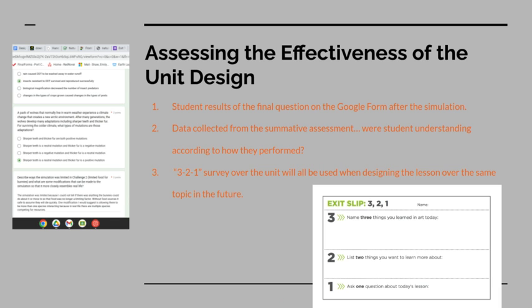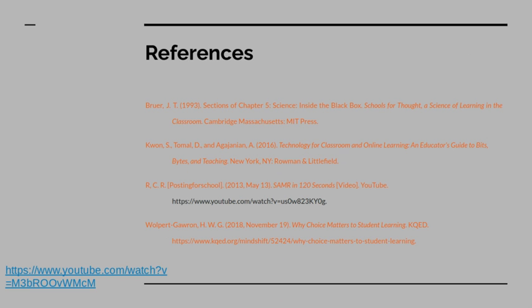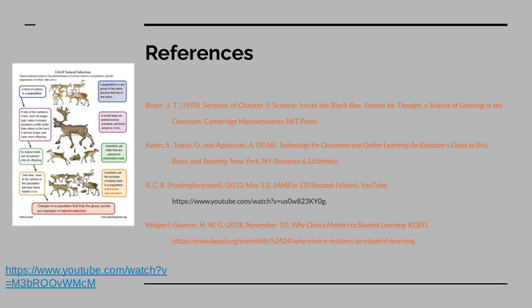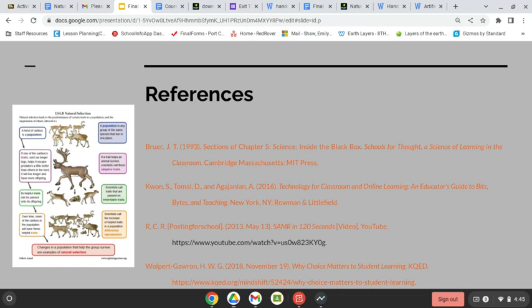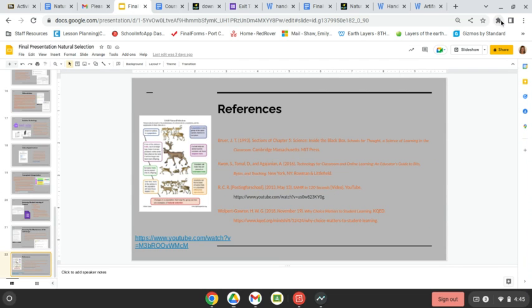I will also have a 3-2-1 survey at the end of the unit just to see what they liked and what they learned from it, 2 things they're still a little confused about or would like to learn more about, and 1 main question that they have following a 7-day unit. So this is how I plan to teach natural selection in about 7 days. It is fast paced, but gives kids opportunities to ask questions and reflect, and that is a huge piece in science. Thank you.